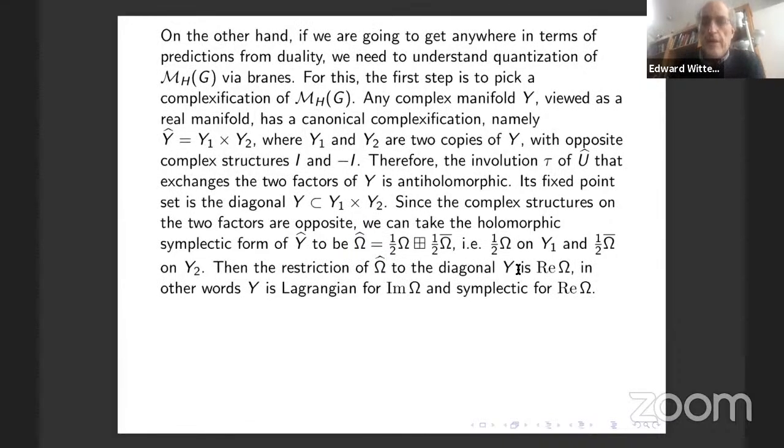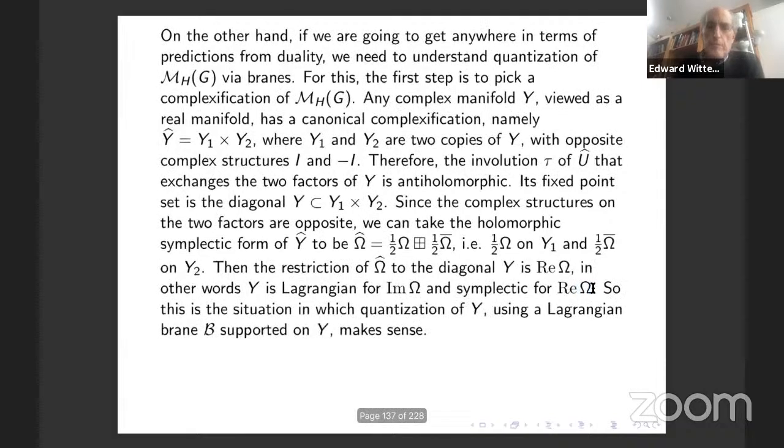So the restriction of omega hat to the diagonal is real omega, and in particular, the restriction of Im omega hat vanishes. So the diagonal Y is Lagrangian for the imaginary part of omega hat, but it's symplectic for the real part of omega hat. So this is the correct situation to quantize Y by branes. This is the appropriate situation in which quantization of Y using a Lagrangian brane B supported on Y makes sense.